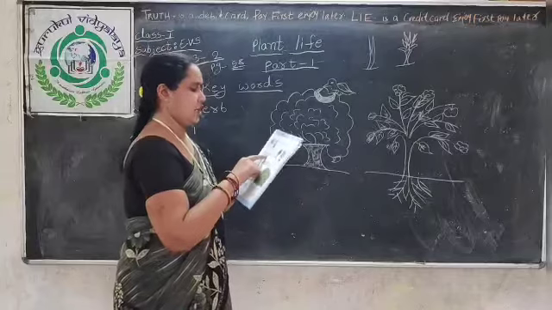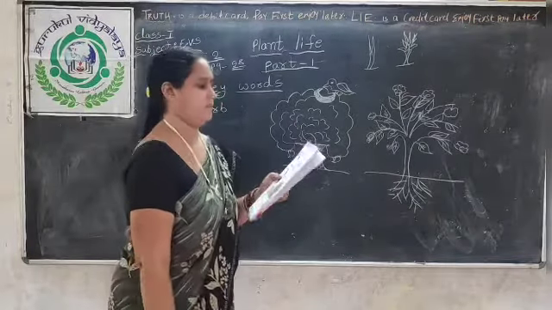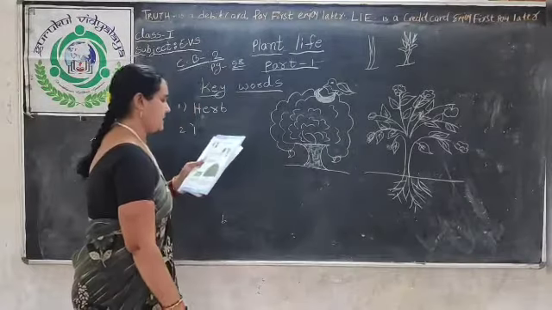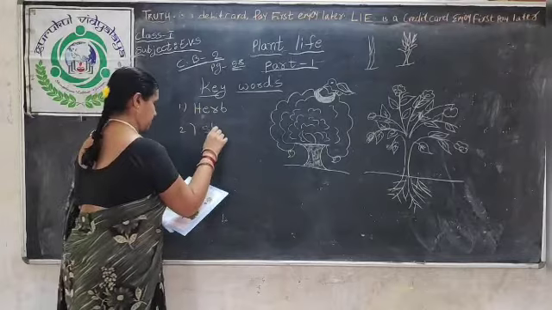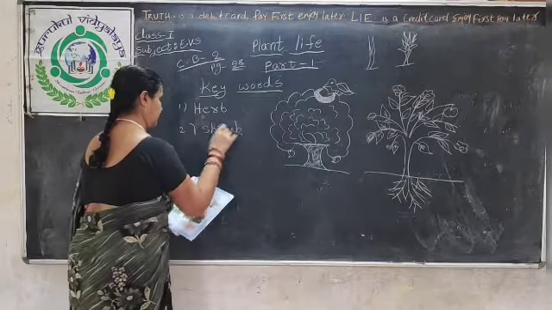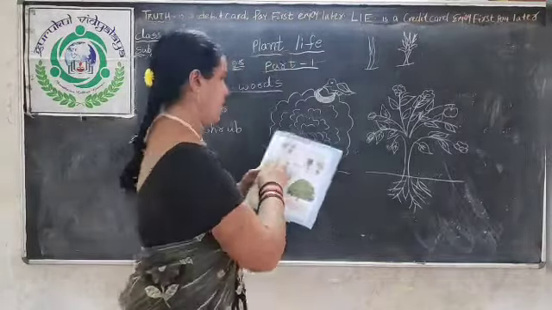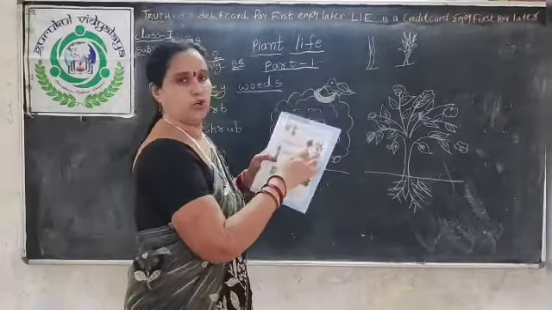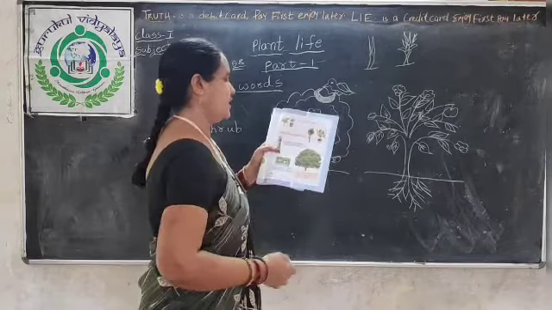And next, shrubs are small plants with a strong stem. A rose plant is an example of a shrub. And next, the tomato plant. These two are examples of shrubs.